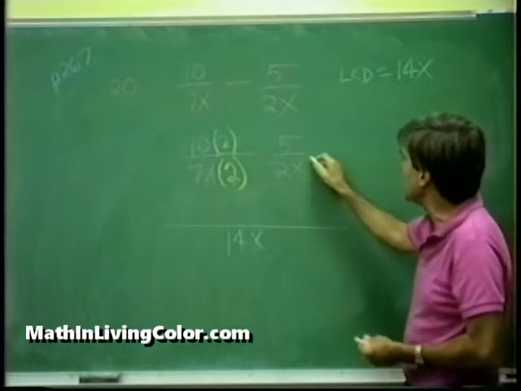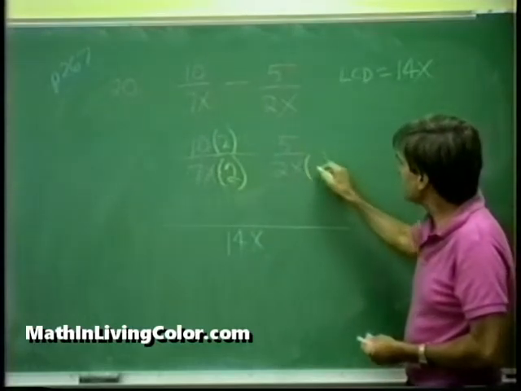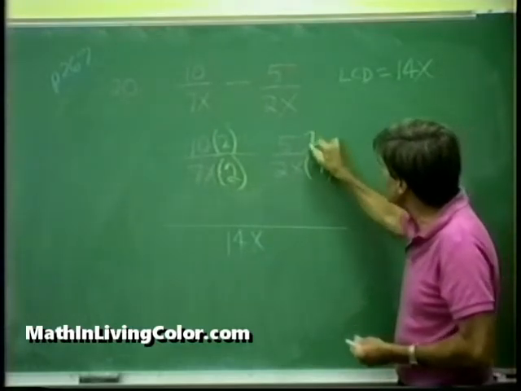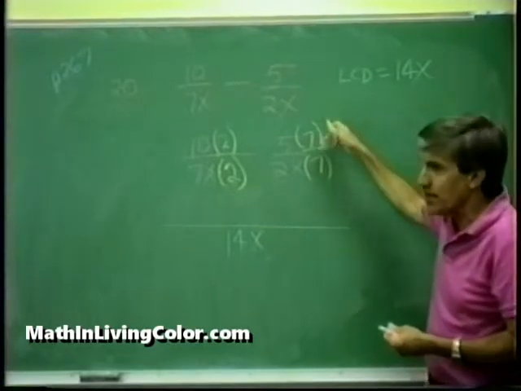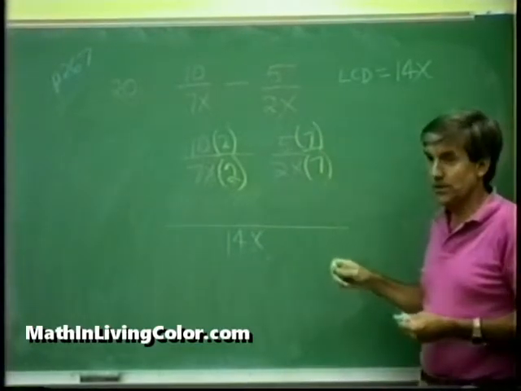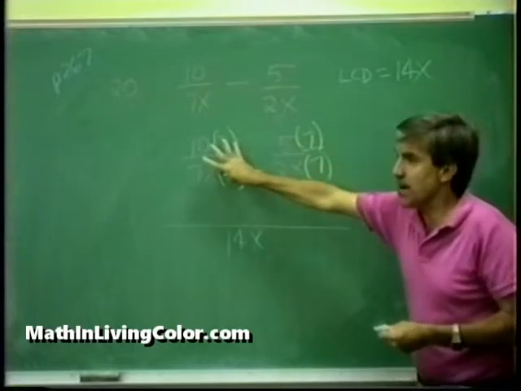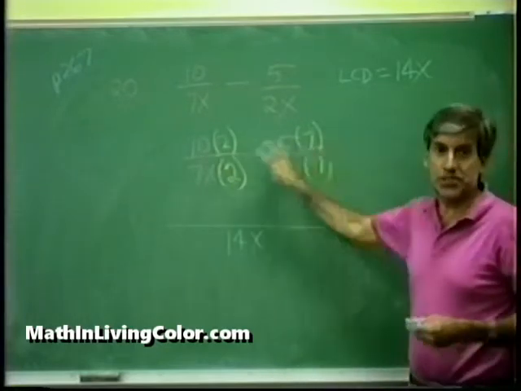Now what's missing in the second denominator? 7. So what we'll have to do is multiply the second fraction's numerator and denominator both by 7. Now that concludes step 2, which is play what's missing.